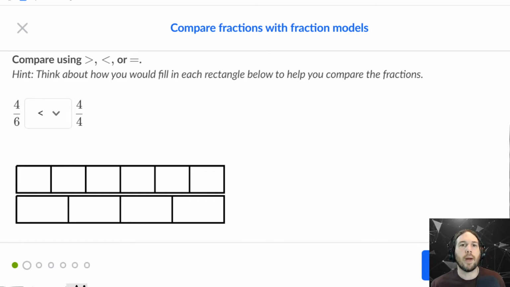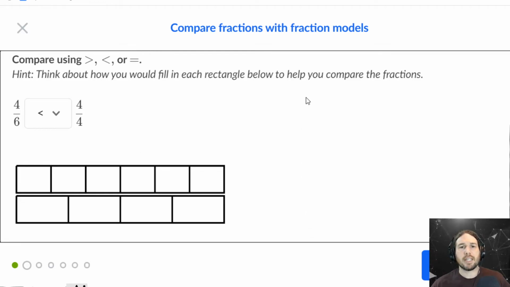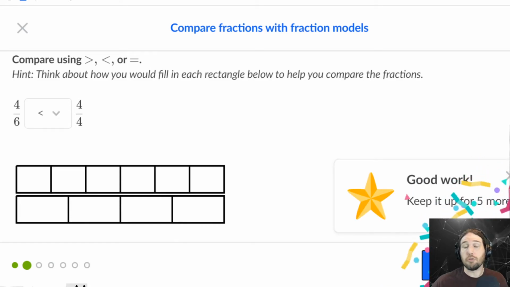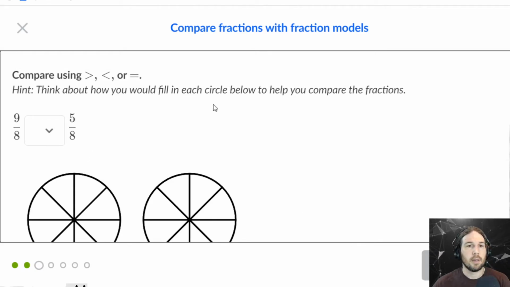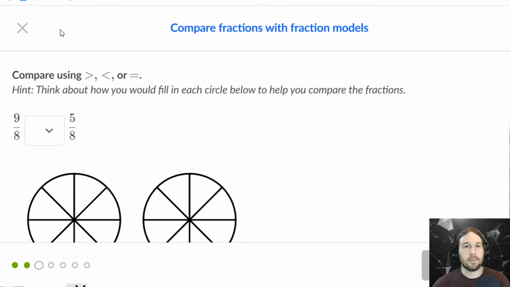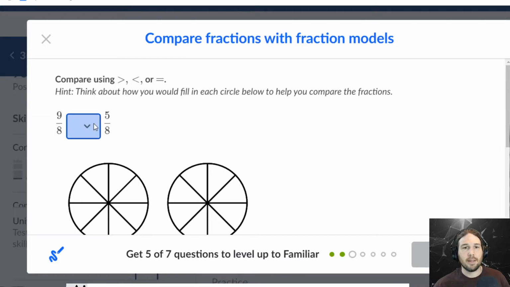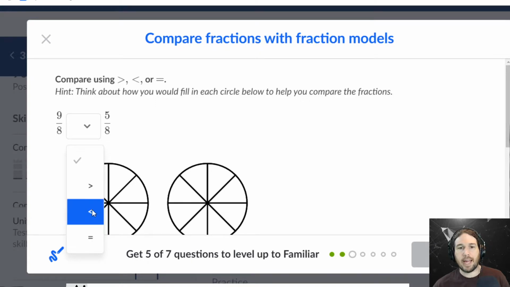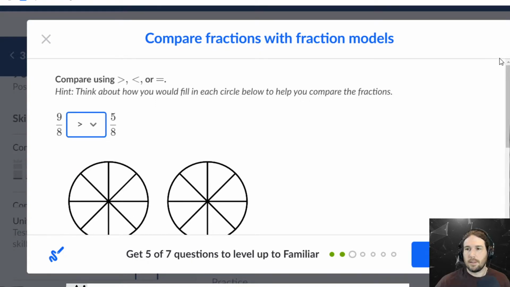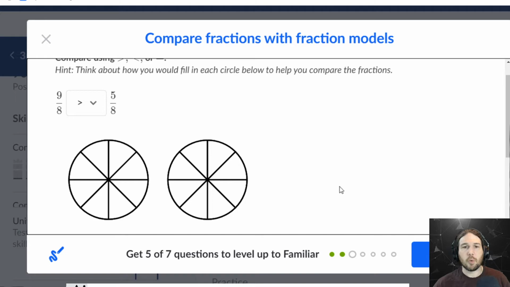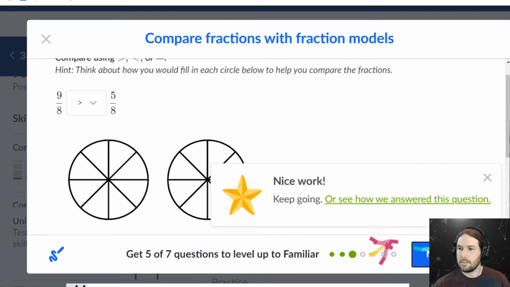So those are the two ways that you can compare fractions. If they have the same numerator or the same denominator, you should be able to figure out which one is bigger or smaller pretty quickly. Same deal. 9/8 is just greater than 5/8. I would rather have 9 pieces of pizza than 8, if each one is cut into 8 pieces.